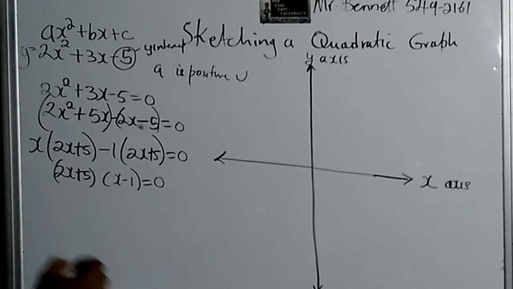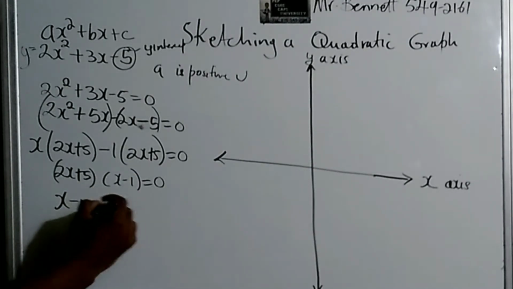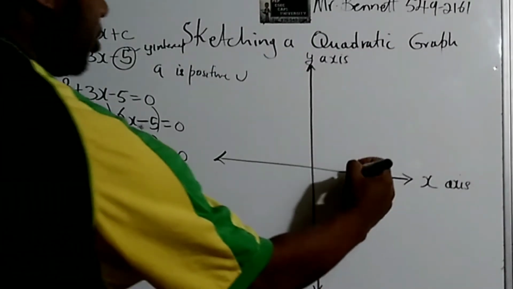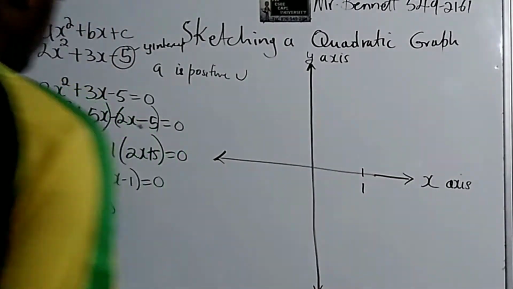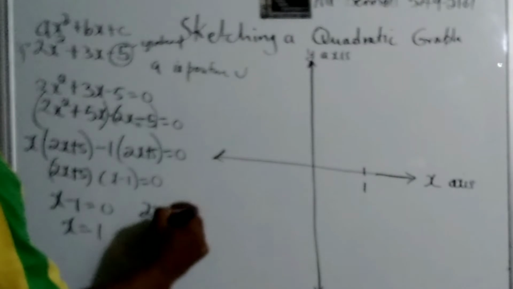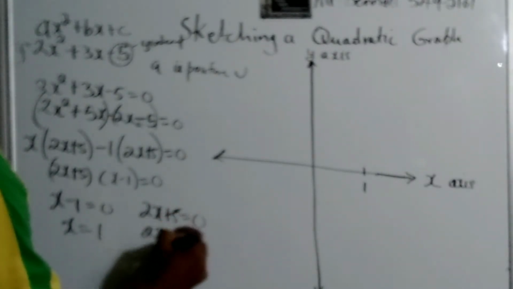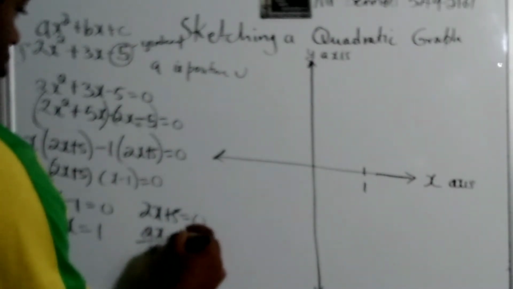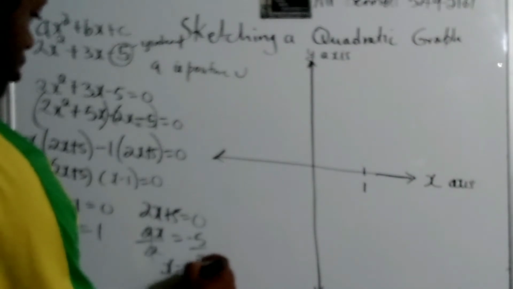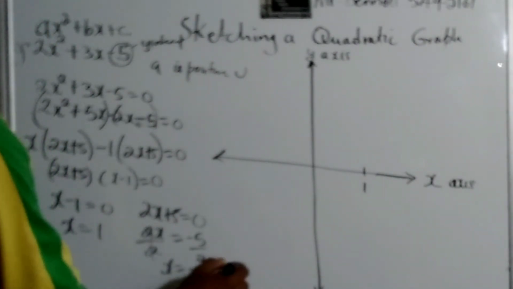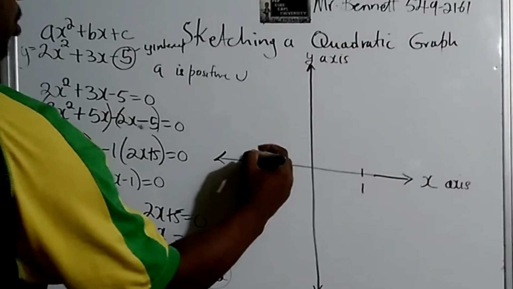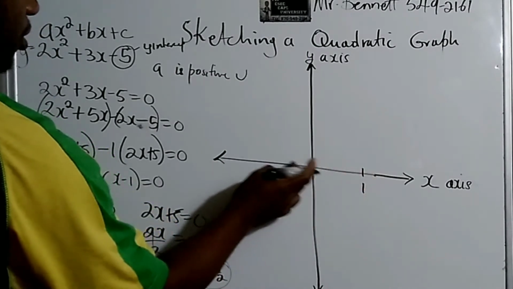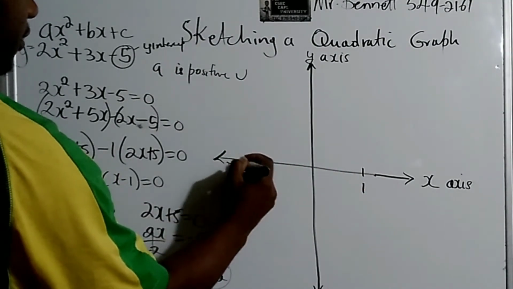But remember, we have to solve for them, right? So when x minus 1 equals 0, x equals 1. So we know that this is a point on the graph, 1. And for this part, 2x plus 5 equals 0, 2x is equal to negative 5. We divide by 2, x is equal to negative 2.5. So we know the two points on the graph. So now we can sketch the graph. Make it look realistic. If one is about there, this is about negative 2.5, right?